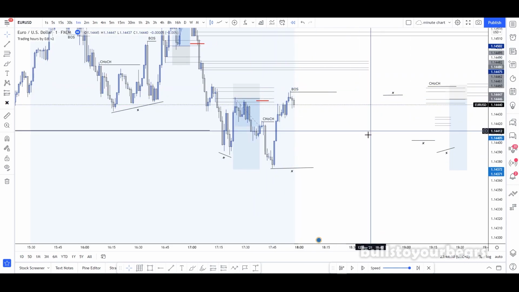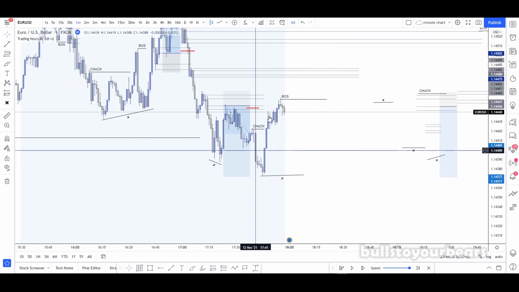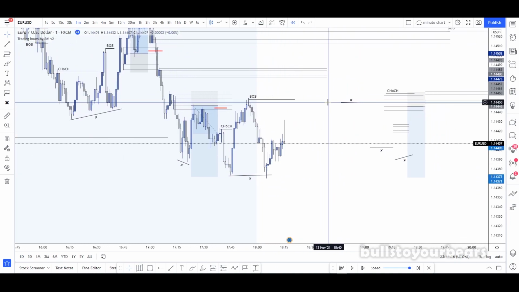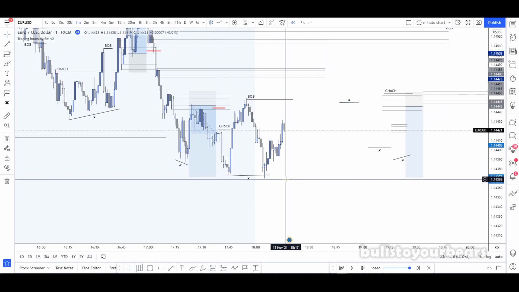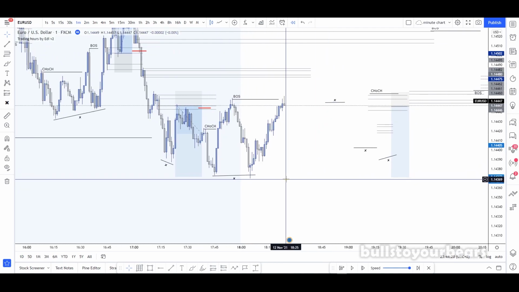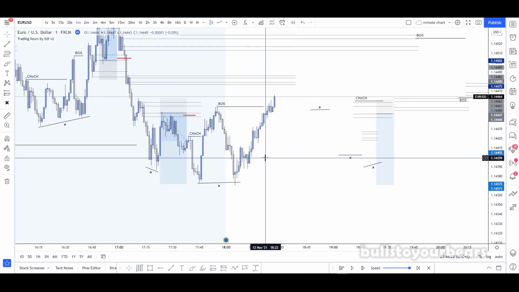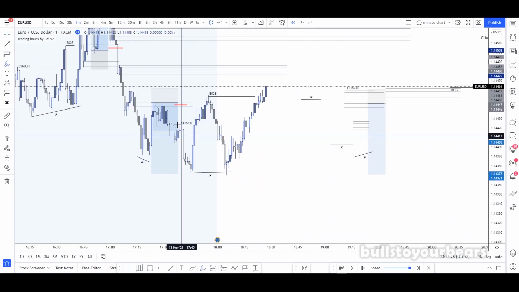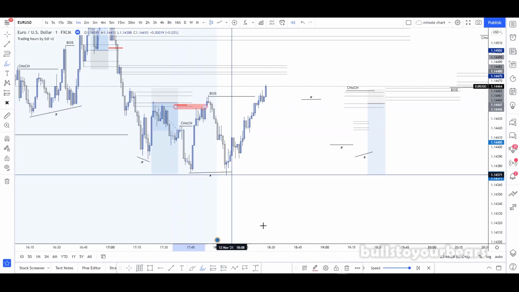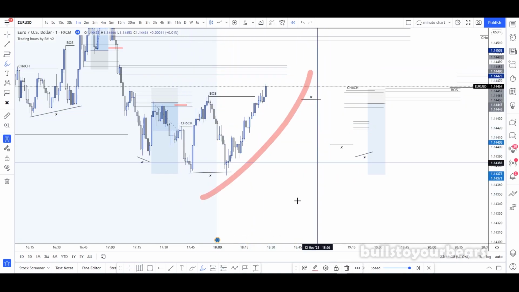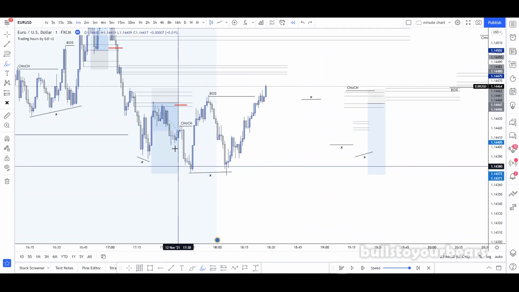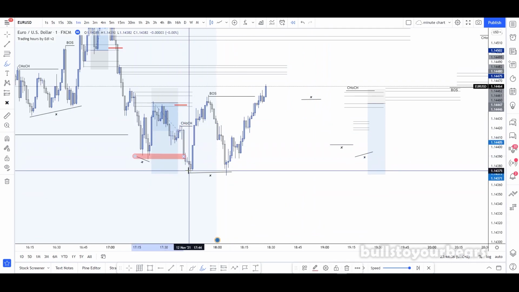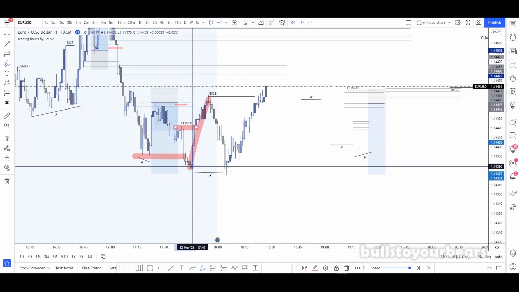We see a shift in character, changing character. Then right afterwards it wicked below liquidity, and then we got a break of structure higher. Now order flow is bullish. From here, I was away from the chart after having my stop loss at break even, so I wasn't looking at this. So what can we see from here? Price came down, took liquidity, break of structure, shift in character.